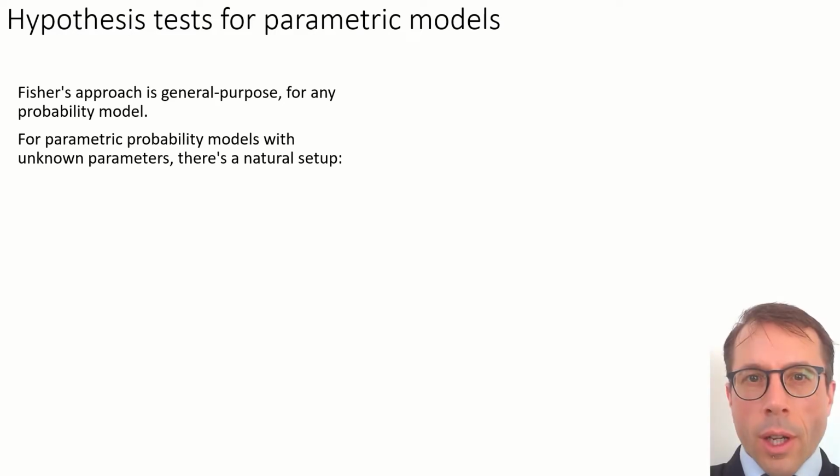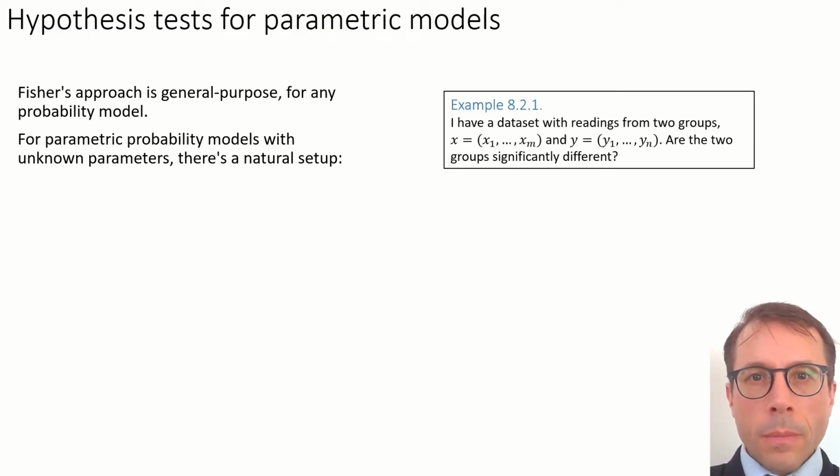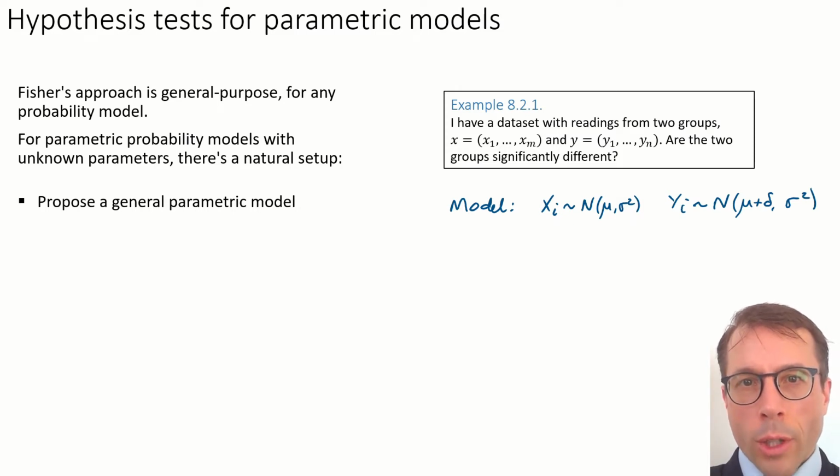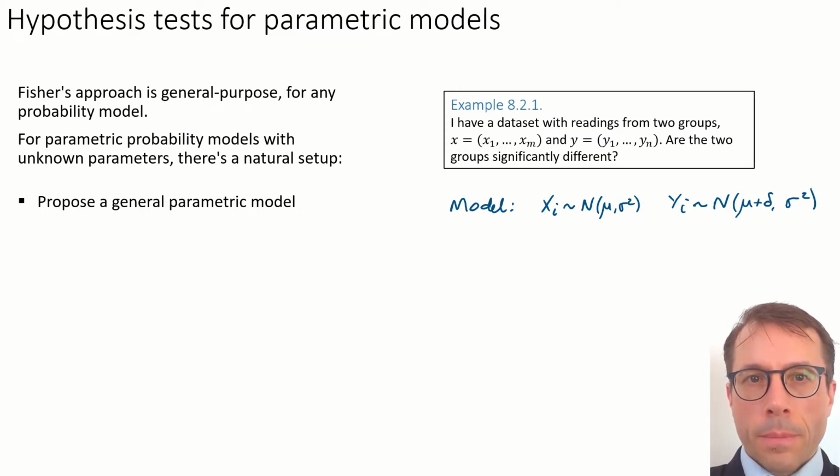To illustrate, here's an example question. We're given readings from two groups, an X list and a Y list, and we're asked if the two groups are significantly different. First, we'll write out a general parametric model. This model should be rich enough to express the concept that we want to test. Here, we want to test if the two groups are different, so we'll choose a model that has a parameter delta measuring the difference between the two groups.